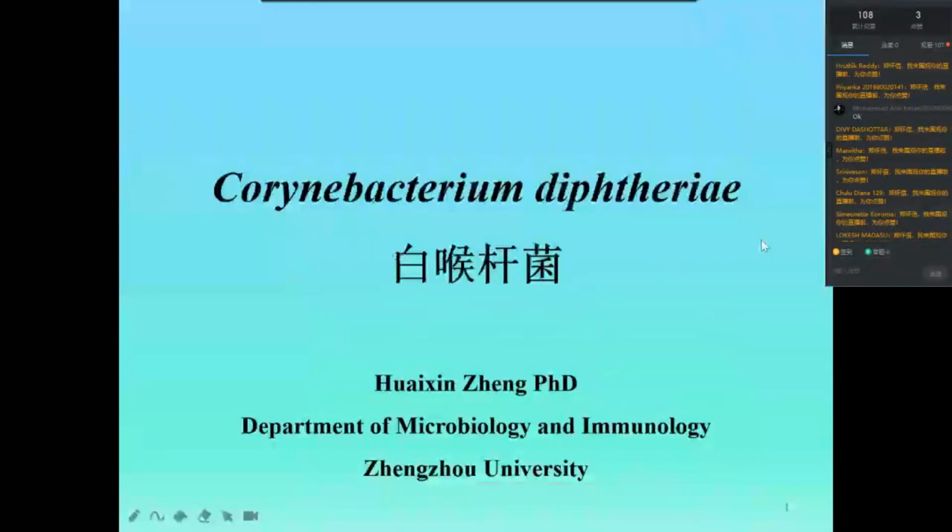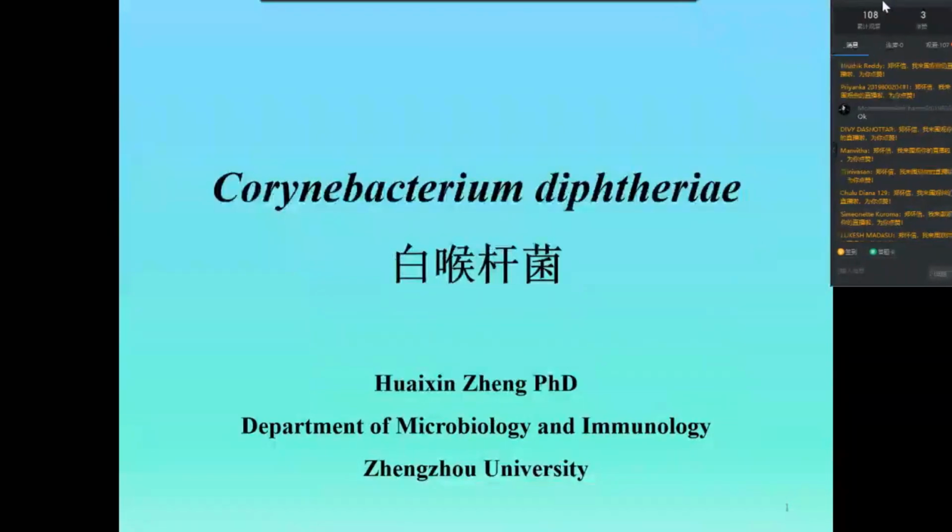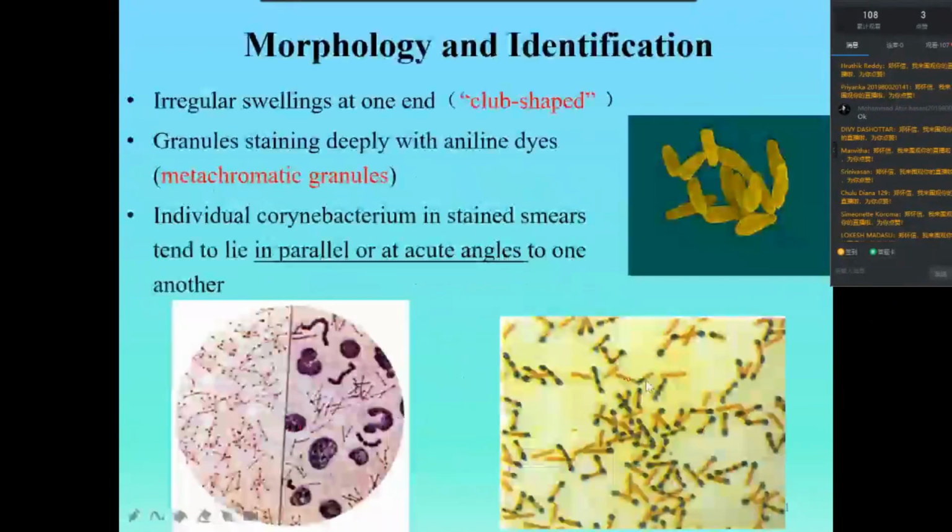The full name of this diphtheria is Corynebacterium diphtheriae. The bacteria look irregular, because there is some irregular swelling at one end, causing the bacteria to look club shaped, like this. This one we call club shaped. So it's thicker on one end than the other.